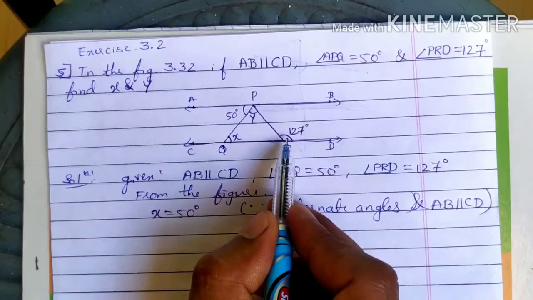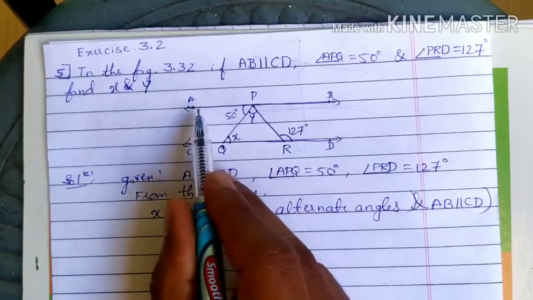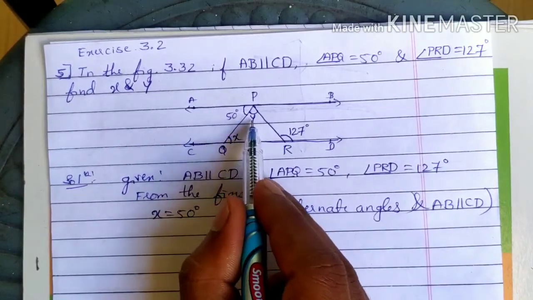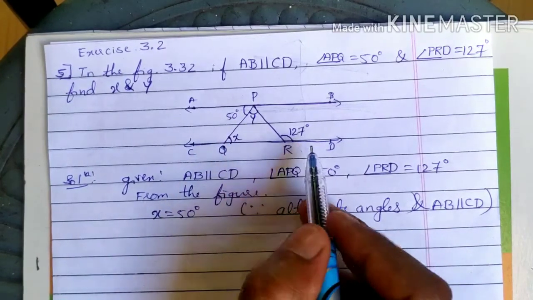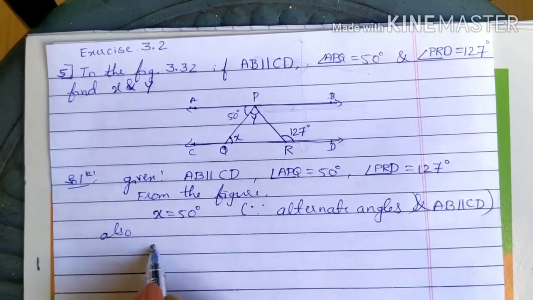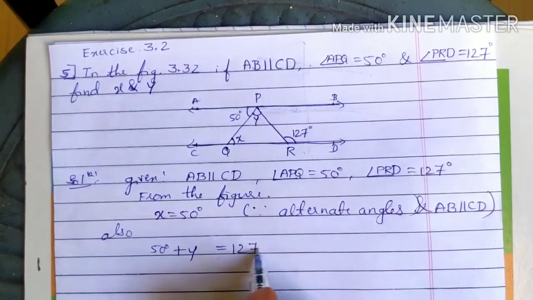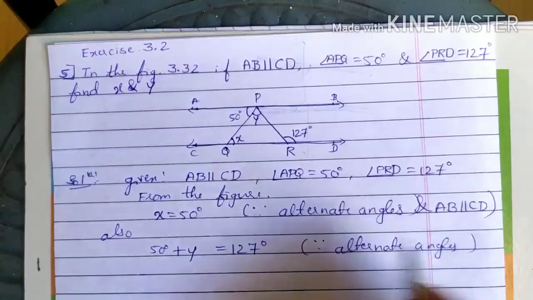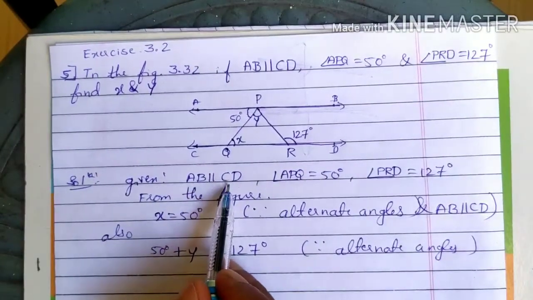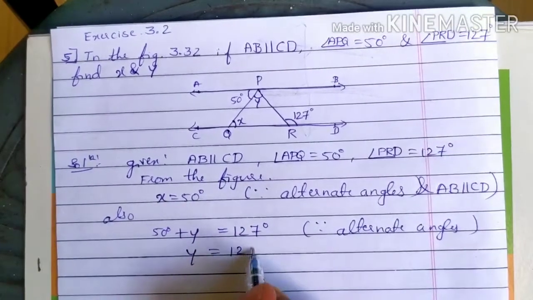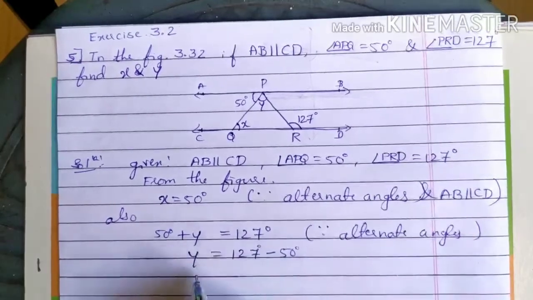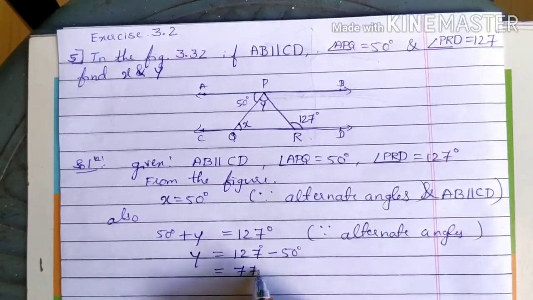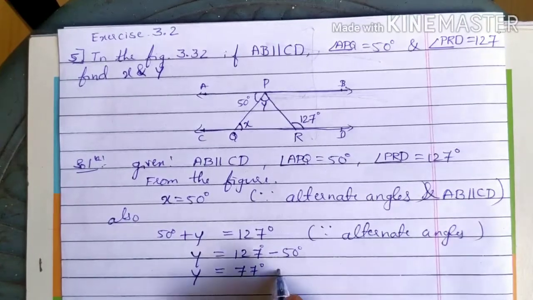Next you can see in the figure, angle PRD is equal to angle APR. These two angles are also alternate angles. So 50 plus y must be equal to 127 degree. Also 50 degree plus y is equal to 127 degree, because alternate angles are equal as AB is parallel to CD. Therefore y is equal to 127 minus 50 degree, that is 77 degree. Y is equal to 77 degree.